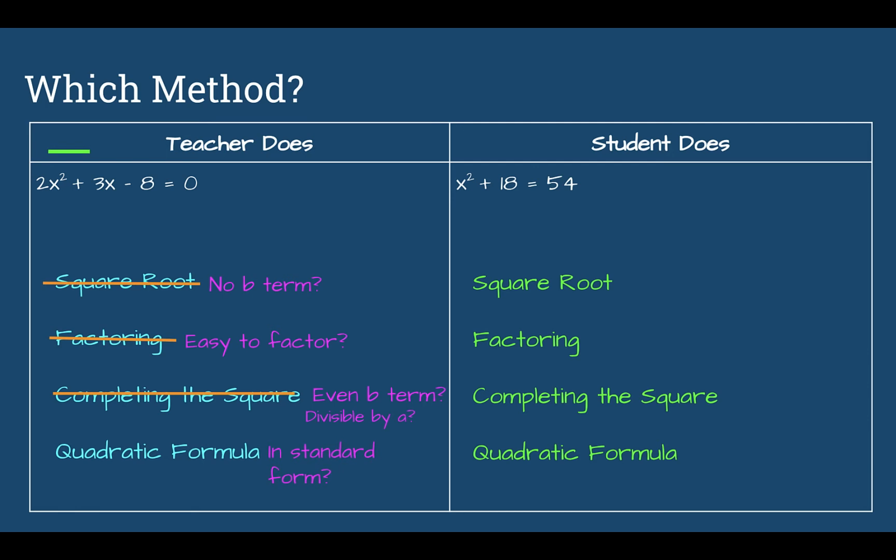Is it in standard form? Yes, it is. We have ax squared plus bx plus c. So quadratic formula would be our best bet here. Use a is 2, b is 3, and c is negative 8, and plug them in. Now it's your turn. One last time. Pause the video and figure out which method would be the best to solve this quadratic.